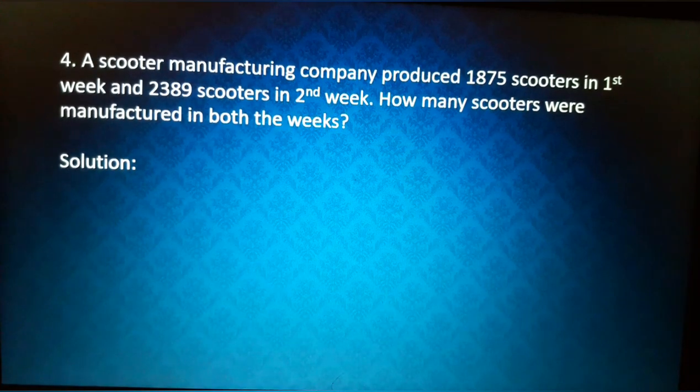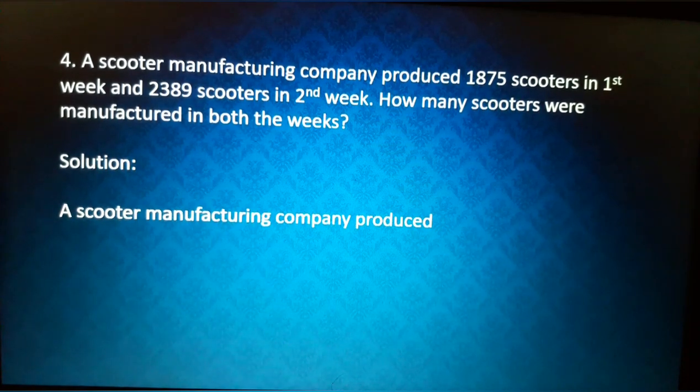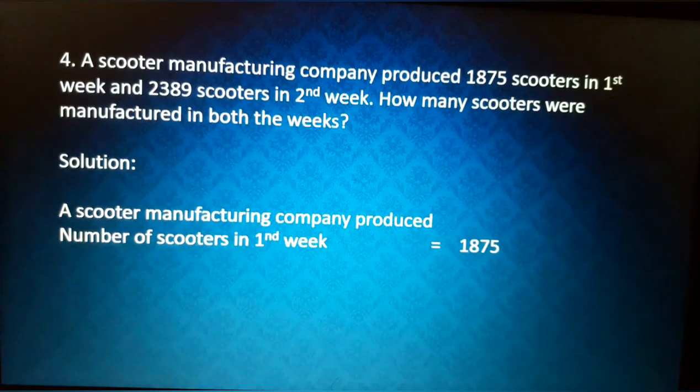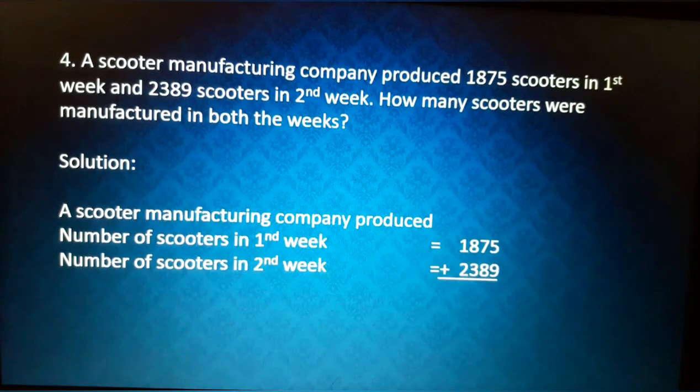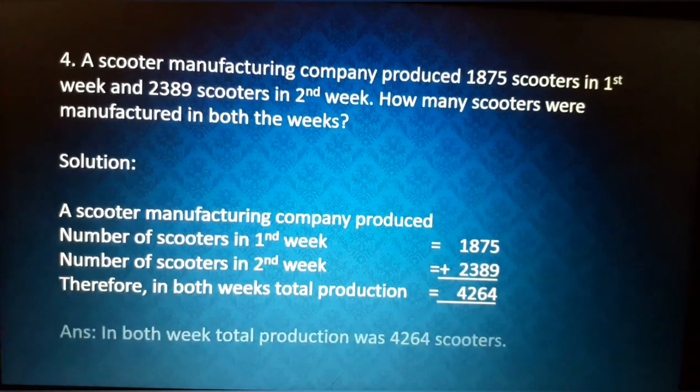Total means addition. So the statement you will write in this way. First we are talking about the scooter manufacturing company. So a scooter manufacturing company produces. So I know what I am talking about, what the problem is and where the problem is. The problem is in a scooter manufacturing company. They produce in the first week 1875. Second week they produce 2389. So the third step, therefore in both weeks total production was 4264.